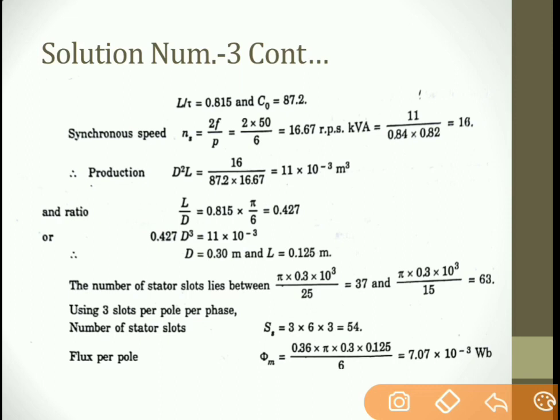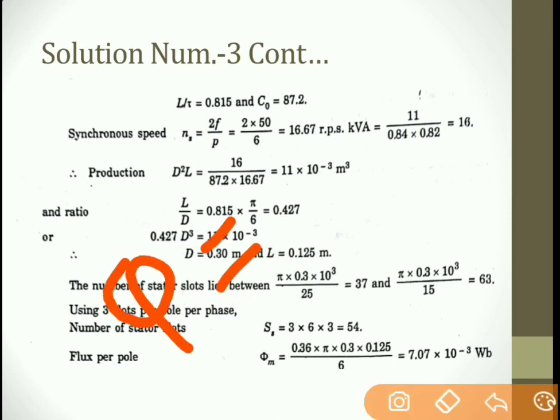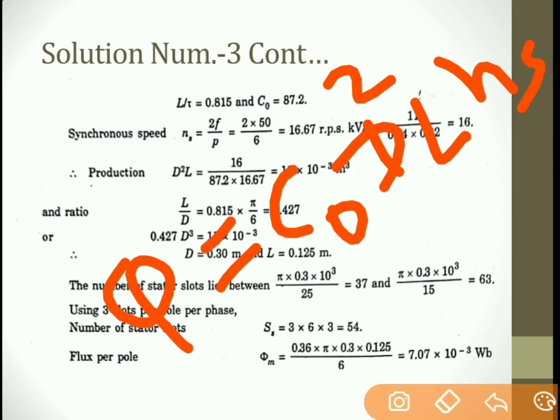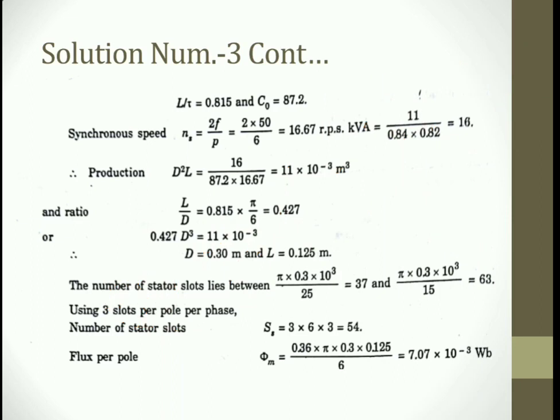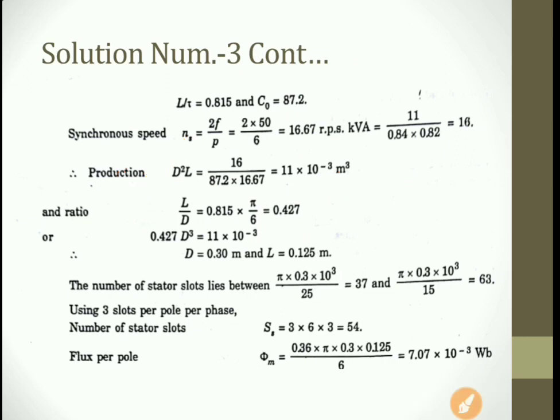Then the next thing is calculating the value of d square L. How have we calculated that? That has to be calculated by considering the output equation, Q equals C0 d square L Ns. From this equation I am calculating the value of d square L, which becomes equal to Q divided by C0 Ns. Q value is 16, just now calculated, Ns is 16.17, and C0 value is 87.2. By putting those values we get d square L, which comes to be 11 into 10 raised to minus 3 meter cube.